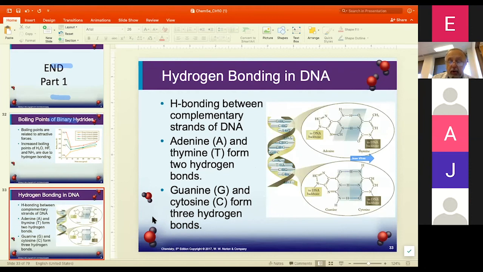Hydrogen bonding is very important for life, in DNA and also RNA, but this is DNA. DNA forms a double helix where all our genetic information is stored, all the information for life. And that depends on hydrogen bonding. You should be able to recognize a hydrogen bond here.